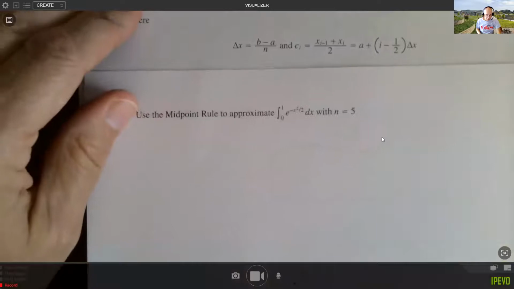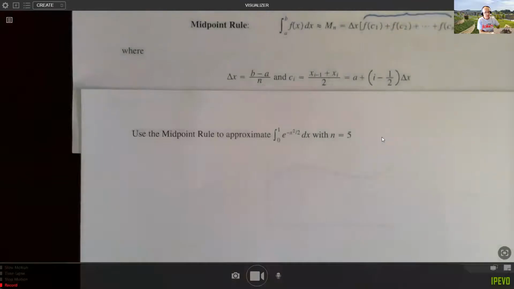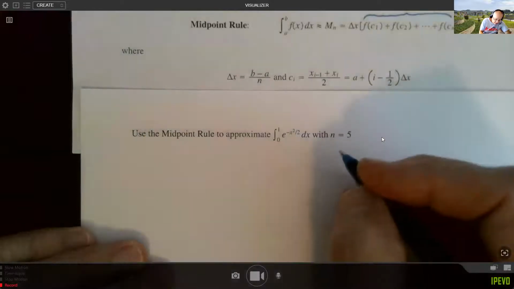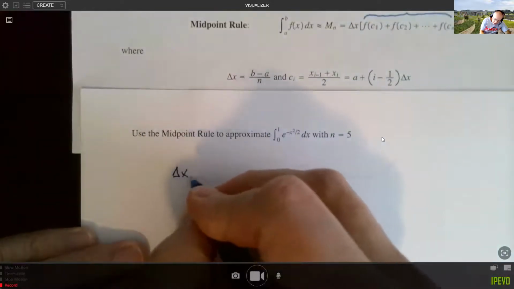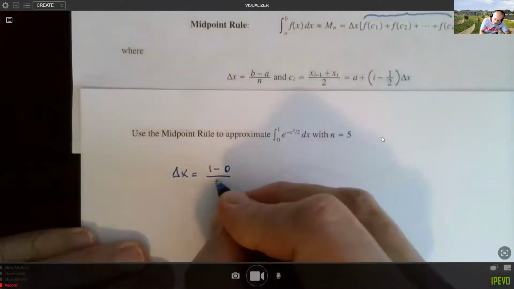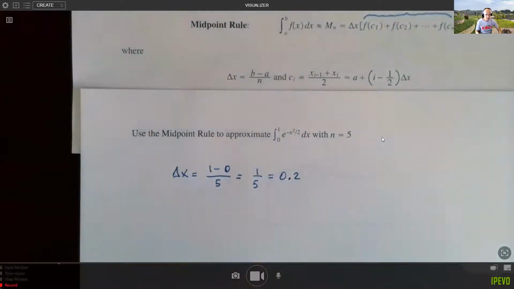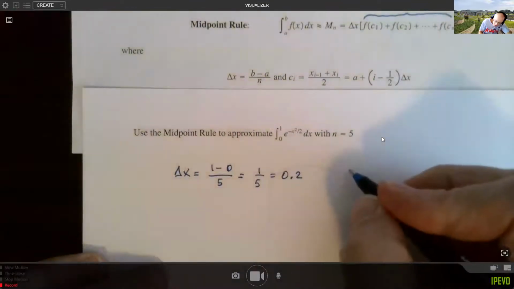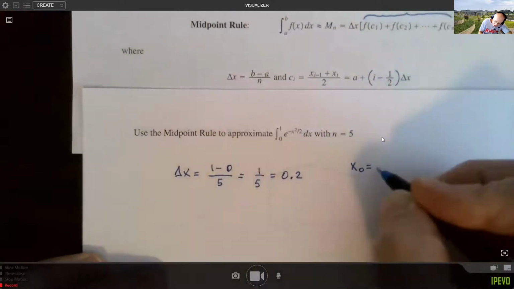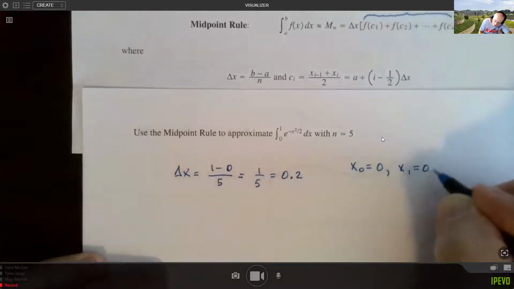So let's take a look at a specific example here, and just do this real quick using what we've just developed. Let's estimate the integral from 0 to 1 of e to the negative x squared divided by 2, with n equal to 5. So first of all, we calculate our delta x, which is just 1 minus 0 over n, which is 5. So I get 1/5, which is, of course, 0.2. I'm going to leave it in decimal form since we're going to approximate this using our calculator. Our x sub 0 is going to be 0, and our x sub 1 will be delta x added to 0, which is just 0.2.